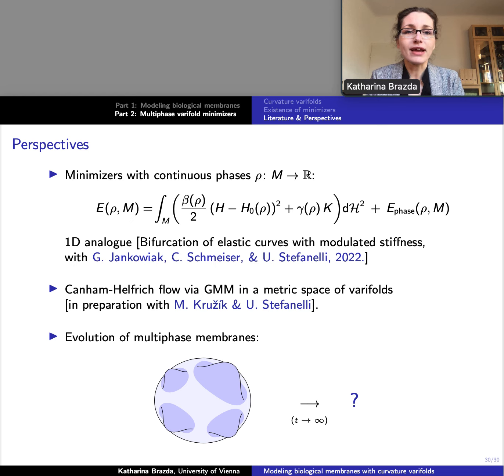Another research direction is the study of the gradient flow, and together with Martin Kružík and Ulisse, we can show existence of generalized minimizing movements in a suitable metric space of varifolds, but still for single-phase membranes. And the evolution of general multi-phase membranes still has to be addressed analytically.